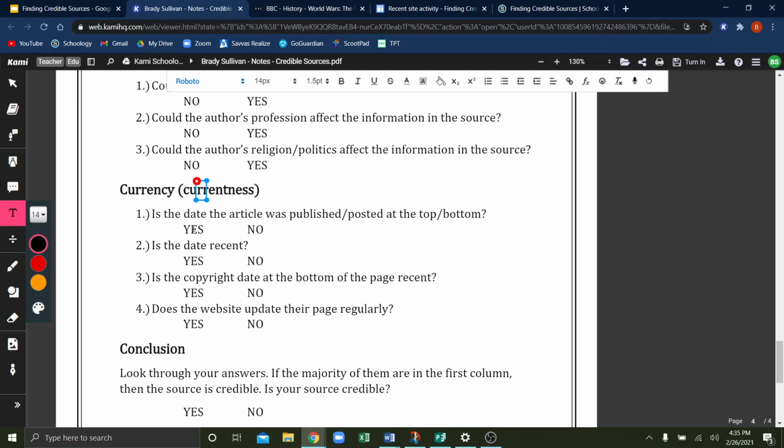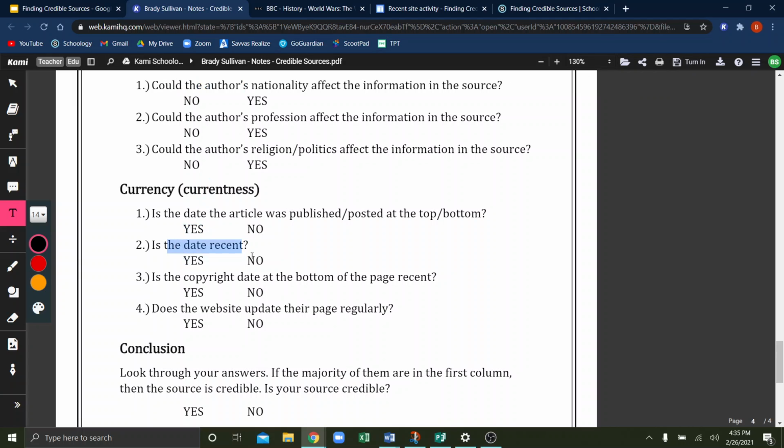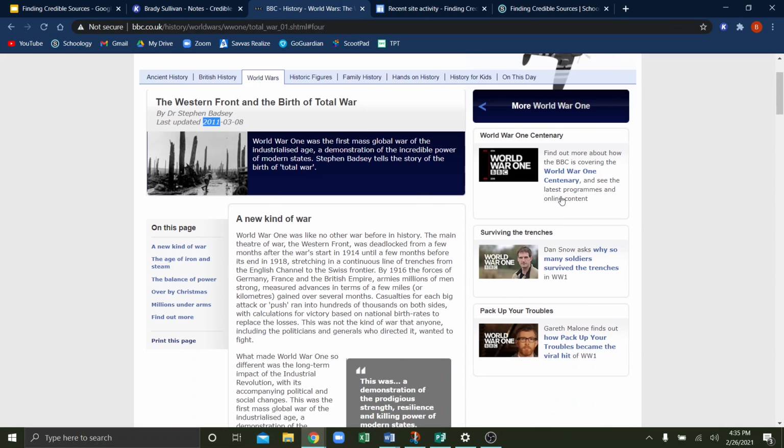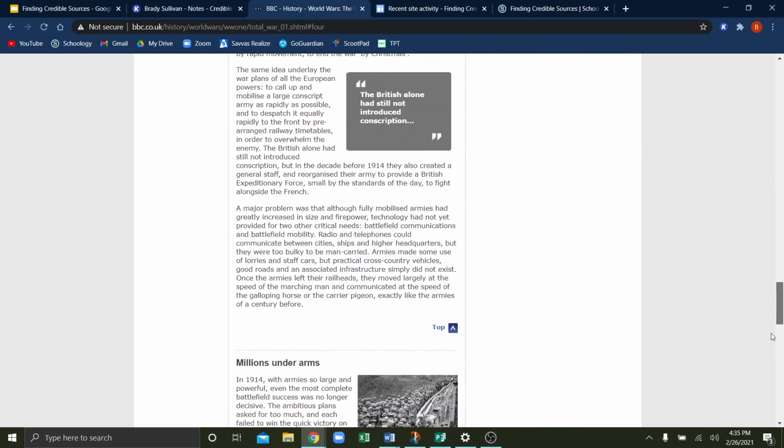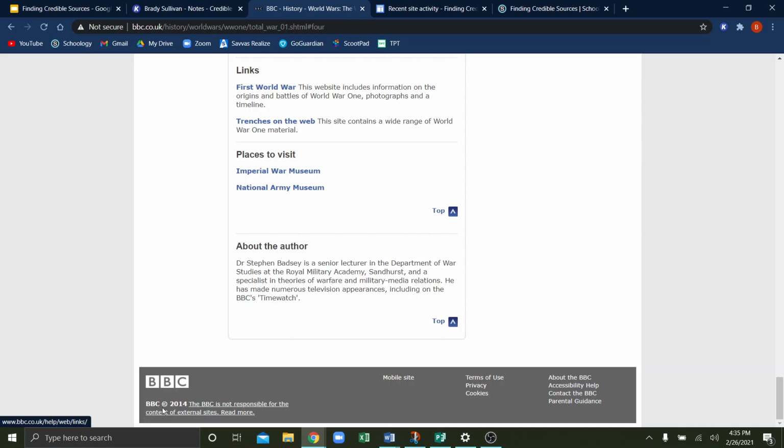So let's look at our questions here. Is the date there? Yes, it's there. Is the date recent? No. 10 years ago? I'm sorry, but that is not recent. Is the copyright at the bottom of the page? Now, this is something you may already have known, but at the bottom of every website is something called the copyright number. It's right down here for us, BBC Copyright 2014. What that does is tell us when was the last time that the website cared about this article.